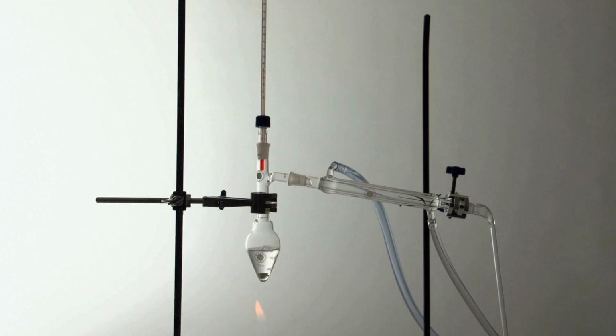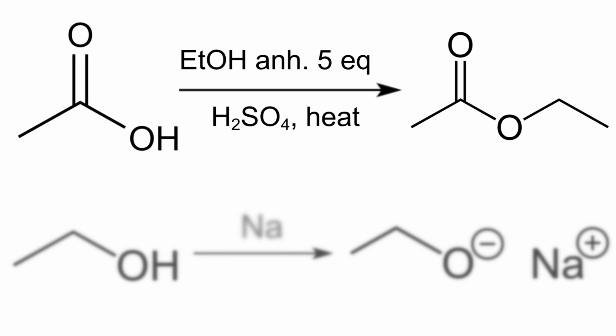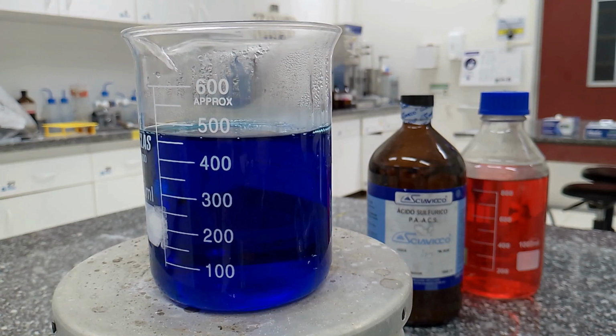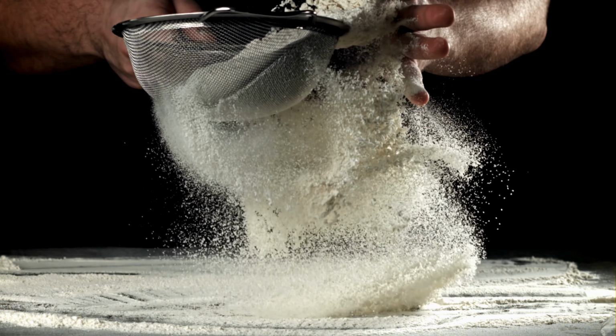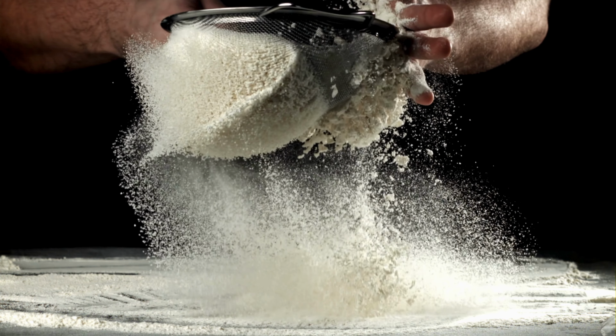Well, there are some processes that need as little water as possible, such as Fischer esterifications, where water reduces the yield, or in the formation of sodium ethoxide. There are dozens of methods to get anhydrous ethanol. In the next videos, we are going to explore some of them. Today, I'm going to use 3 Angstrom molecular sieves to get 100% ethanol.